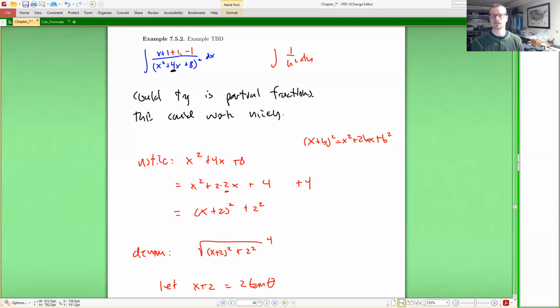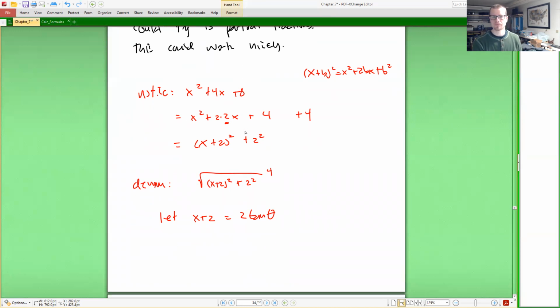So 2 tangent theta minus 1 divided by 2 tangent theta squared plus 2 squared, square root of that to the 4th. And we can simplify and perform the integration. So that's the way that I would recommend going. That's going to be useful. There are several steps in that integration, though, several manipulations there.